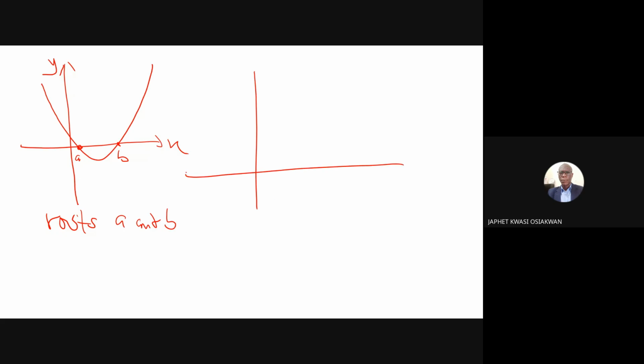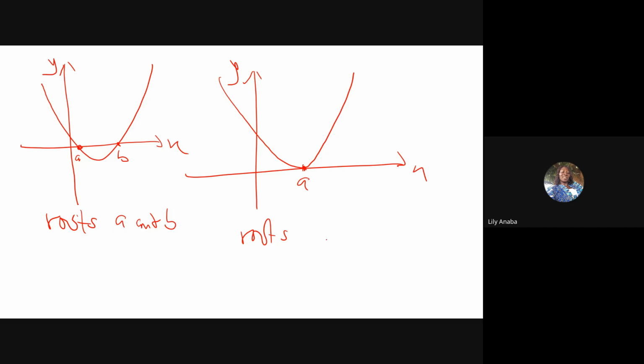What about if you have one that touches the x-axis? It just touches the x-axis at A. So what are the roots? A. Diophantus, he has only one solution. A and what? Zero. I see. Yes, any other person? It has equal roots.